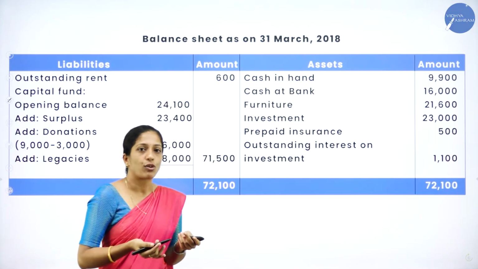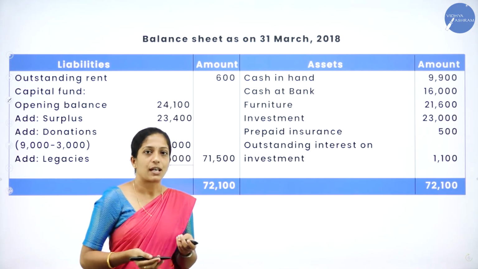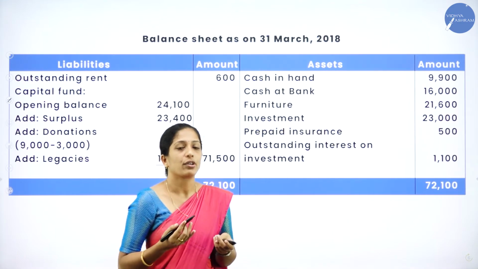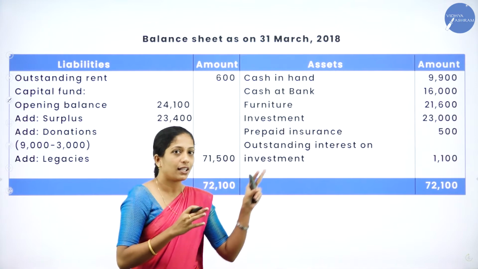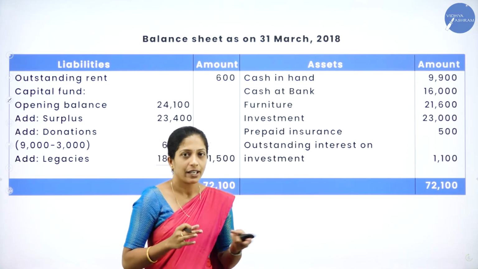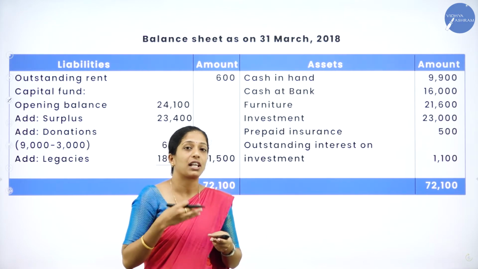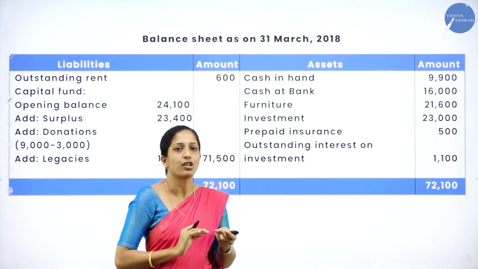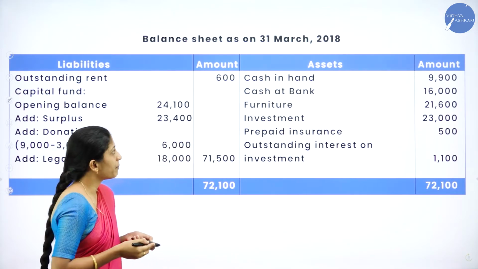Now how to begin our closing balance sheet? With the heading Balance Sheet as on 31st March 2018. Now what are you going to do? We should see the opening balance sheet. Whatever items are there in the opening balance sheet have to be recorded. If there is any purchase, any depreciation or any outstanding, we have to make those adjustments. Now we shall go to the asset side of the opening balance sheet.